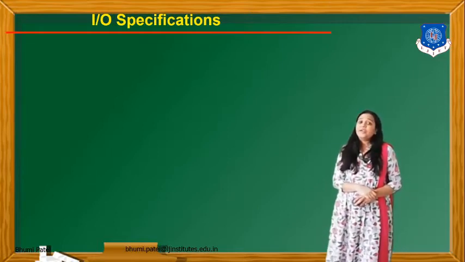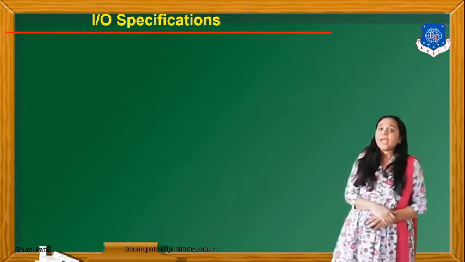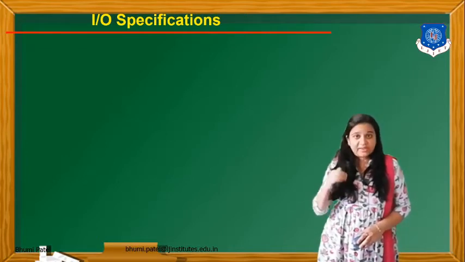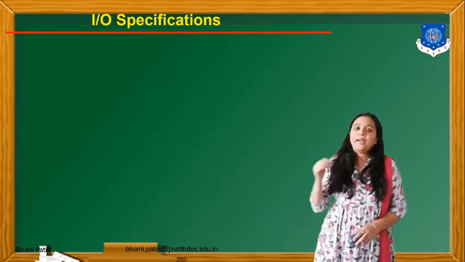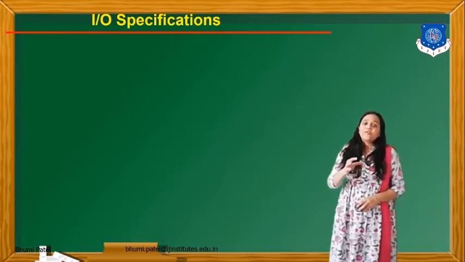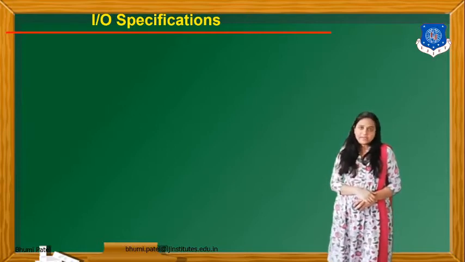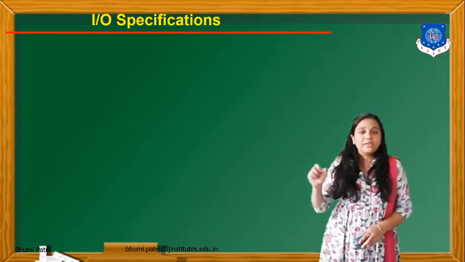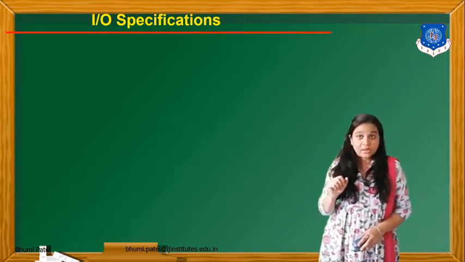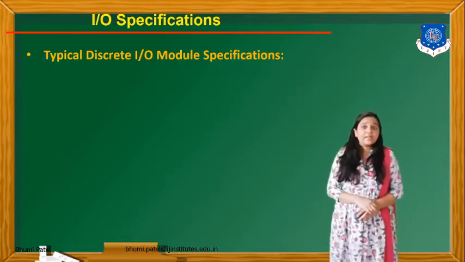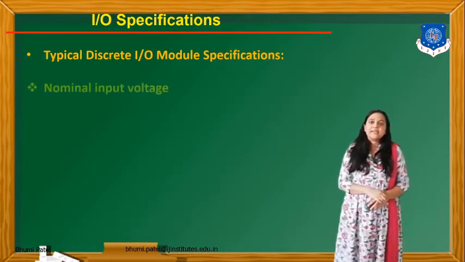Now, whenever we deal with this special type of I/O module, they have a different type of specification in terms of input and output. Generally, the PLC uses a 5 volt or 12 volt DC supply, but whenever we connect this special module in the PLC with the PLC processor, the I/O specification is required. So, typical discrete I/O module specification is given.